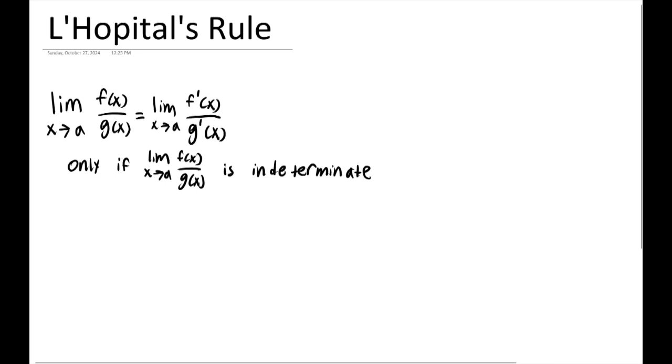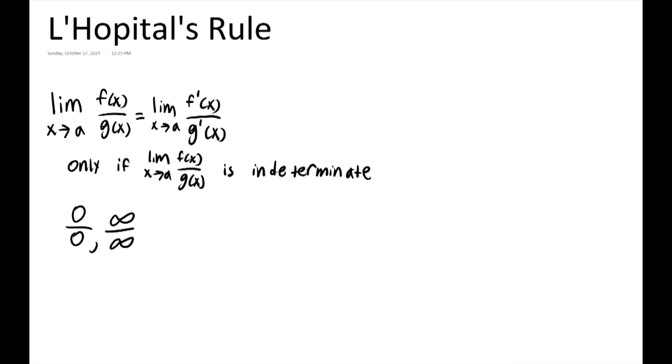So what is something that's indeterminate? Well, it usually follows the form 0 over 0, or it could be infinity over infinity. Anything like this is indeterminate. And if your limit of x approaching a of f of x over g of x is equal to an indeterminate form, then that limit is also equal to the limit of x approaching a of f prime over g prime of x. And you can repeat this step any amount of times.